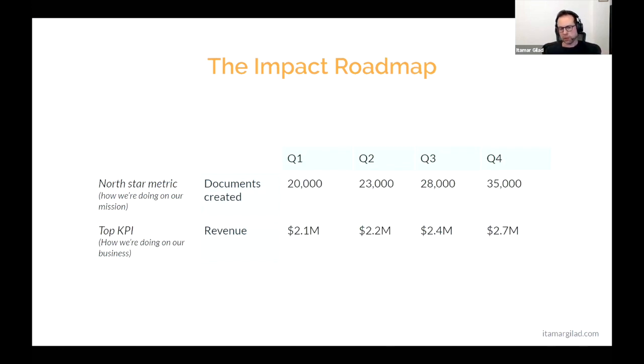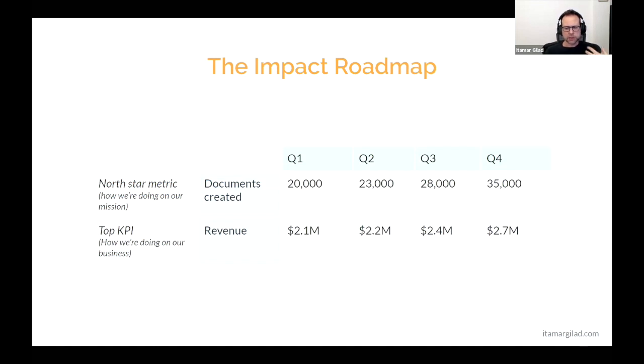Imagine the CEO coming to the all-hands meeting, and instead of just repeating the same old mission statement, she says, you know, this year we expect to grow the number of documents created by 150%. This year we need to grow revenue by that much. If you're not working on anything that is going to contribute to these two things, you should talk to your manager because maybe you're not working on the right thing.